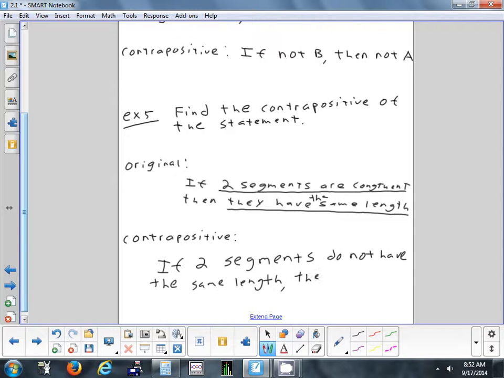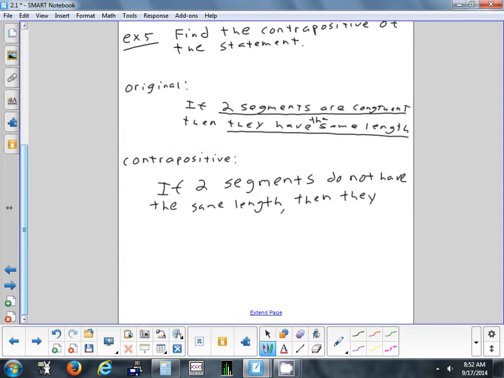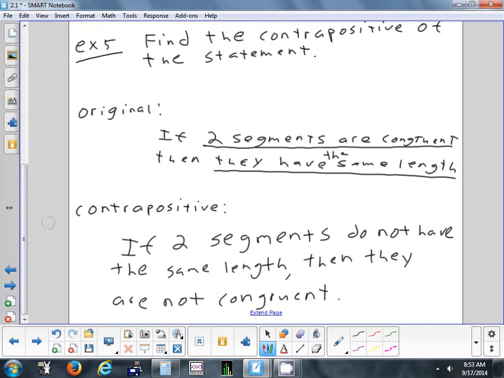then, Connor, can you finish that up? Then they are not congruent. Yep. Okay, that's your contrapositive. Questions on inverse, converse, or contrapositive? All right.